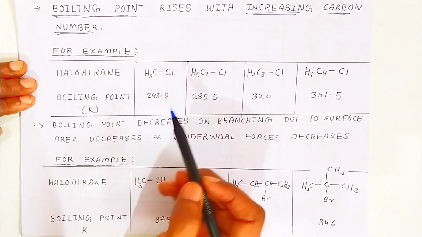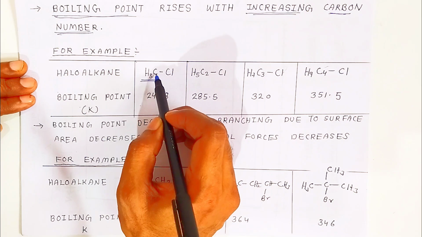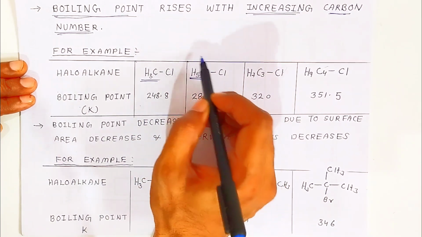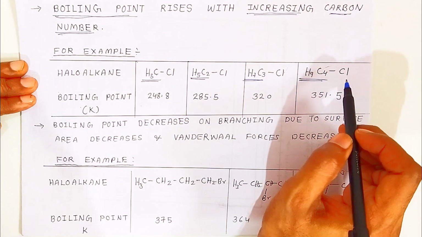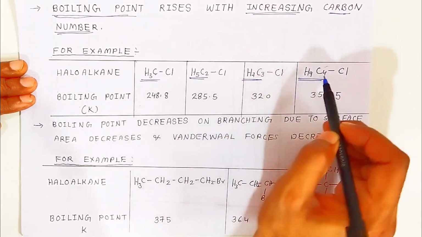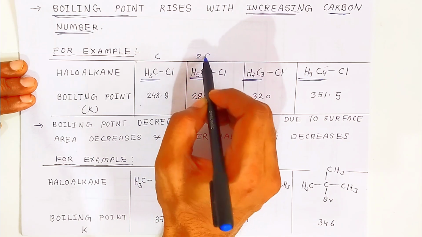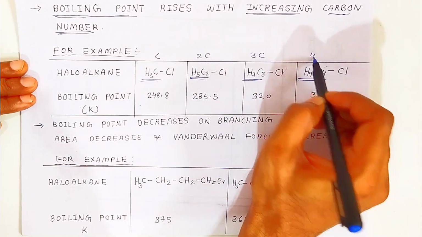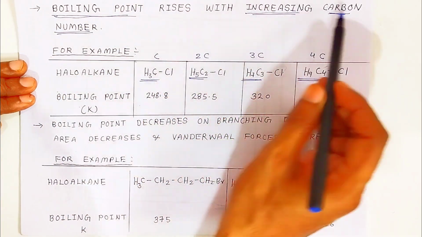Now here, students, carbon goes on increasing. Here only one carbon, that is methyl, having only one carbon; ethane having two carbons, propane, and this is butane. We call it butyl. So here methyl, ethyl, propyl and butyl. So carbon goes on increasing. Here one carbon, here two carbons, here three carbons, here four carbons. As the carbon is increasing, the halides are constant. Boiling point rises with increasing carbon number.